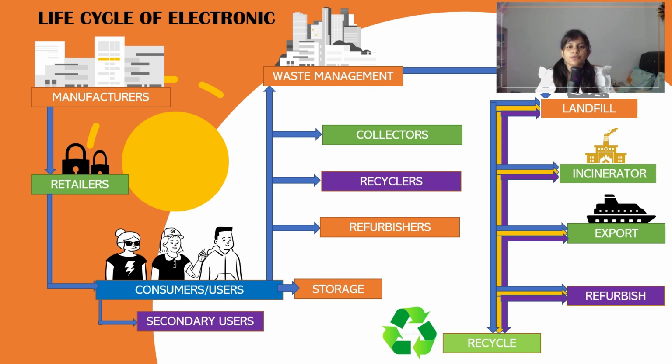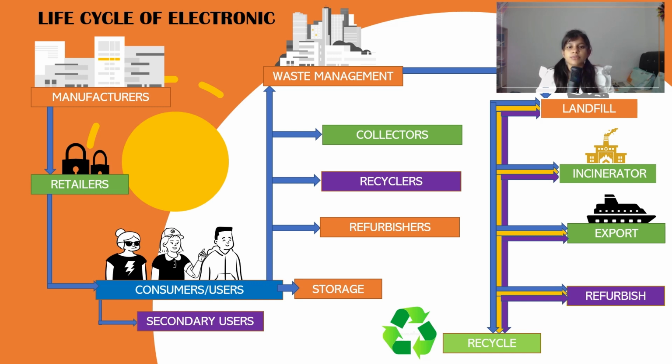So the first step would be manufacturers. So here the raw materials are collected and it is made into a fine finished product which can be sold in the market. Next would be retailers. So retailers are the negotiators between the wholesalers and the customers. They buy the product from the wholesalers and then they sell it to the ultimate customers.